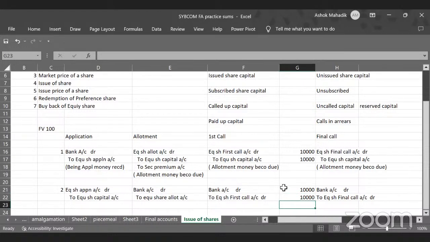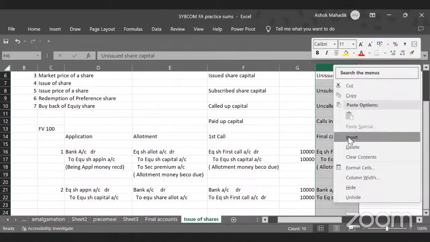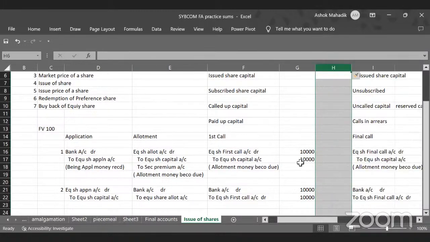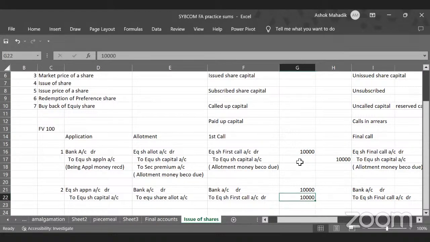Clear? I haven't done debit and credit here. Just for understanding purpose, I have made this column. If you want, I can make one additional column for debit and credit so that you don't have any confusion. Like this, right? So we have made first call. Entry is first call to equity share capital, 10,000 each. And then you receive money on first call, bank account debit to first call.